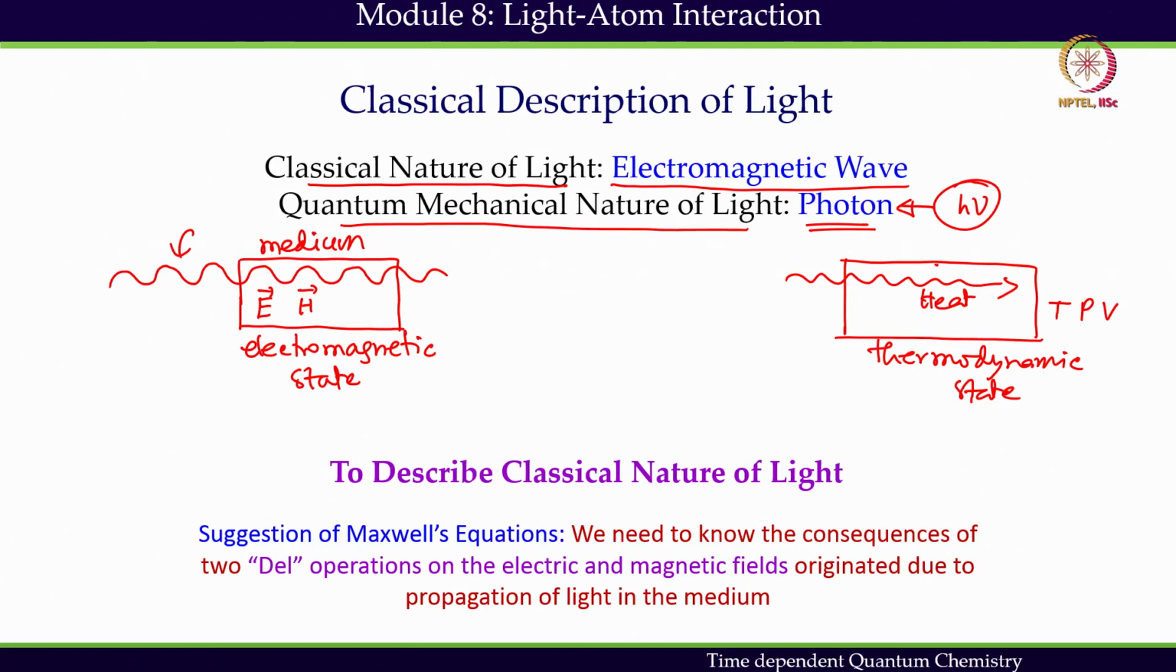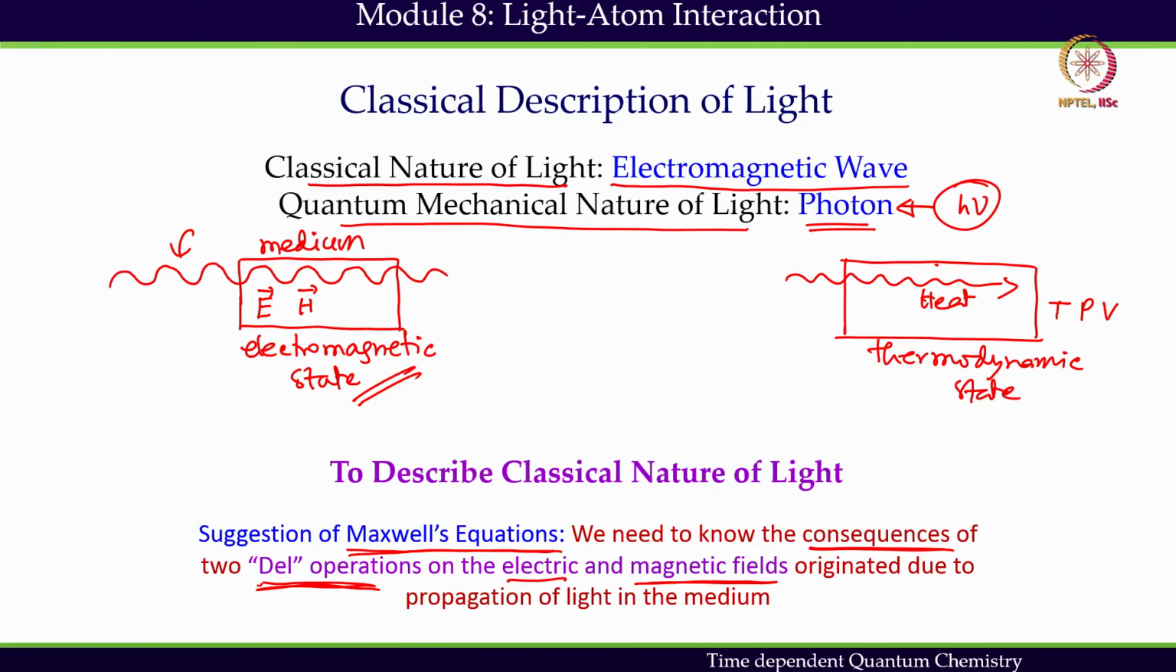This electromagnetic state of the medium is prepared due to propagation of light through the medium. It is defined by Maxwell's equations, which suggest that we only need to know the consequences of a particular operation, called the del operation, which I will show, on the electric and magnetic fields in the medium, originating due to propagation of the light in the medium.